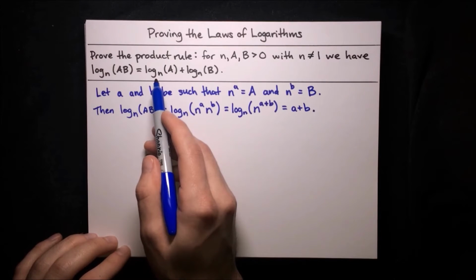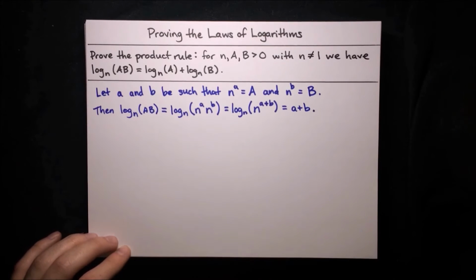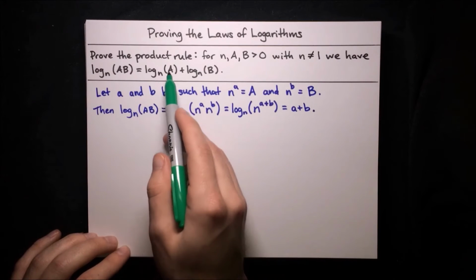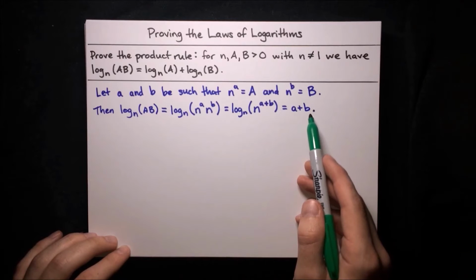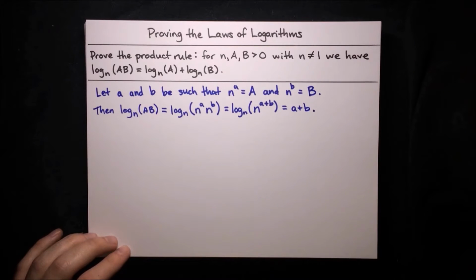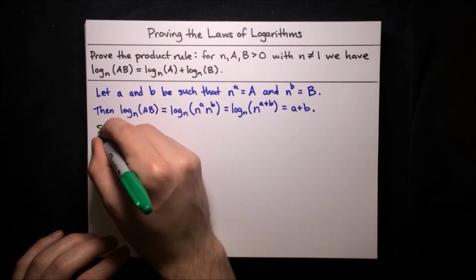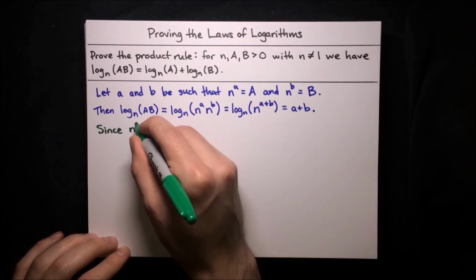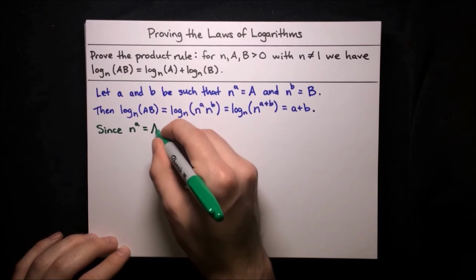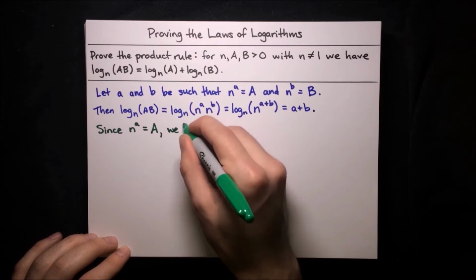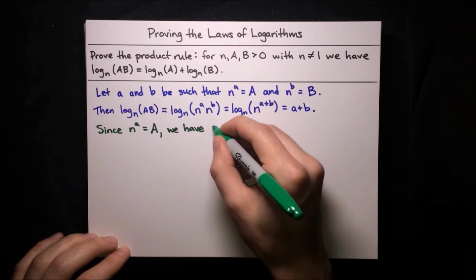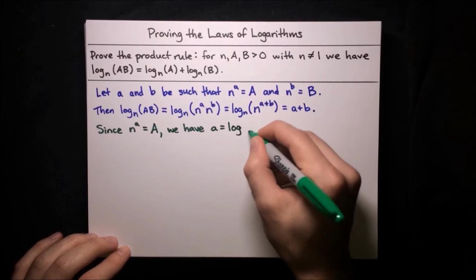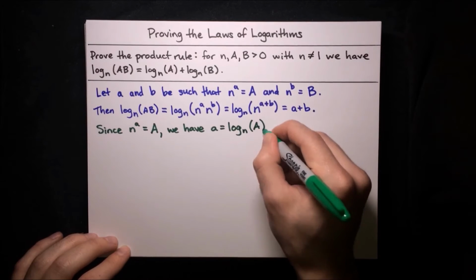And this right-hand side, what we're trying to prove, is also a sum. So really, we just need to show that lowercase a is equivalent to log base n of uppercase A, and lowercase b is equivalent to log base n of uppercase B. So let's go ahead and write that down. So since n to the a, lowercase a, equals capital A, we have, taking log base n of both sides, that a equals log base n of capital A.